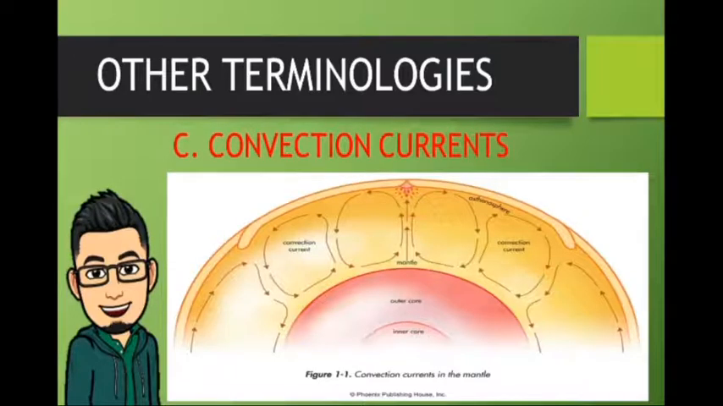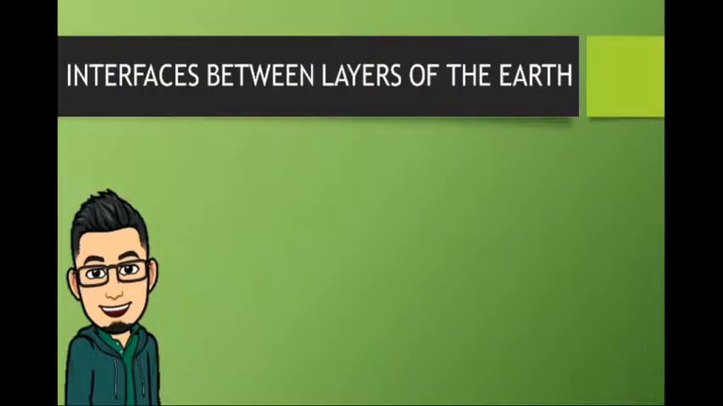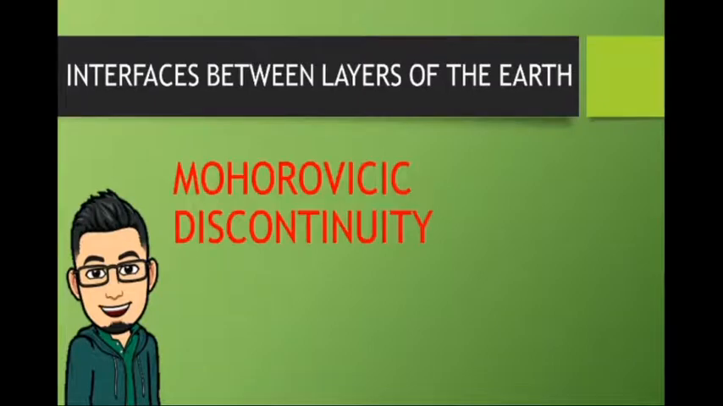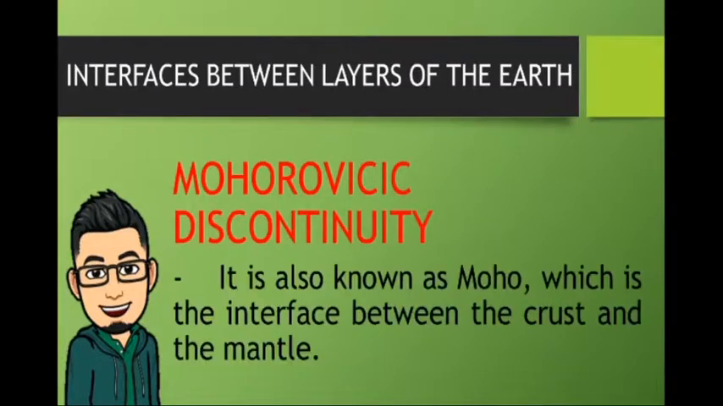So those are the three terminologies that I want you to familiarize yourself with. So this time, let's proceed with the different interfaces between layers of the Earth. So actually, interfaces mark the boundaries between the layers of the Earth. And there are actually three interfaces, and these are as follows. So first, we have the Mohorovičić discontinuity. It is also known as Moho, which is the interface between the crust and the mantle.